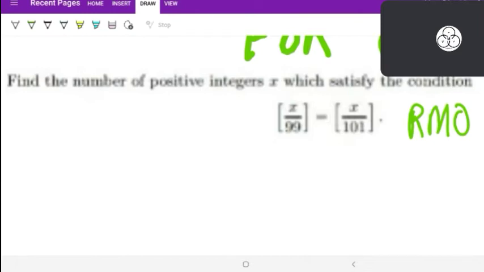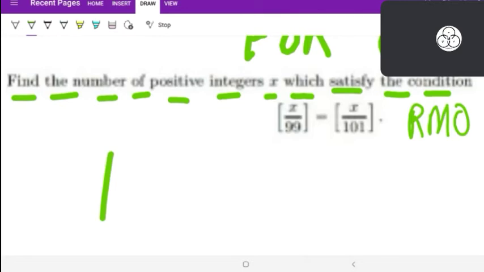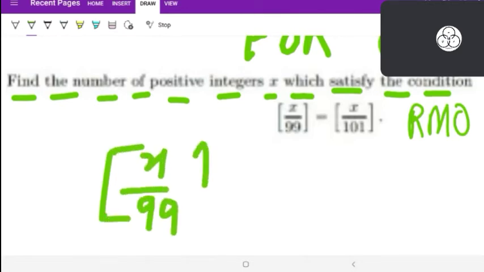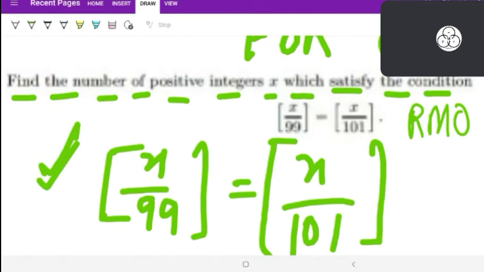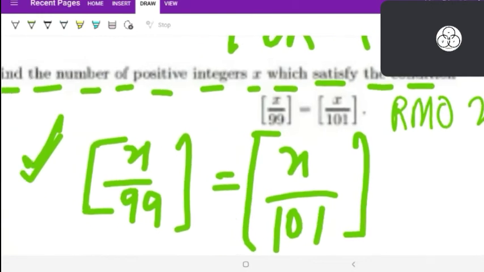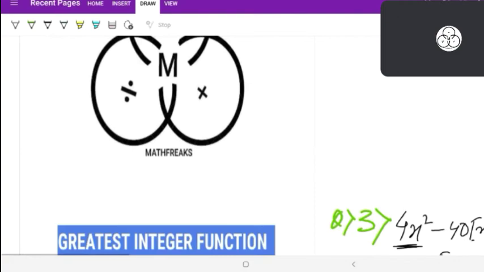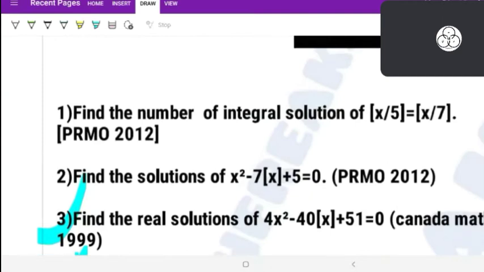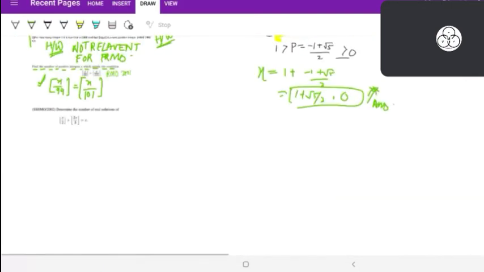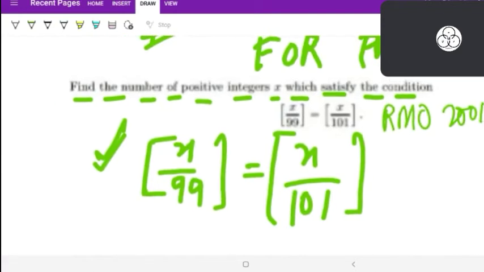Find the number of positive integers x. Let me dictate what is written in the question. Find the number of positive integers x which satisfy the condition: floor of x over 99 is equal to floor of x over 101. We need to find the number of positive integers x which satisfy this condition. This was asked in RMO 2001. The PRMO 2012 question was based on this RMO question. For this part, we have shown a lot of similar questions. This is a very easy question, just based on some little iterations.